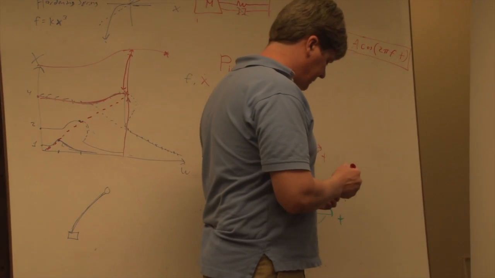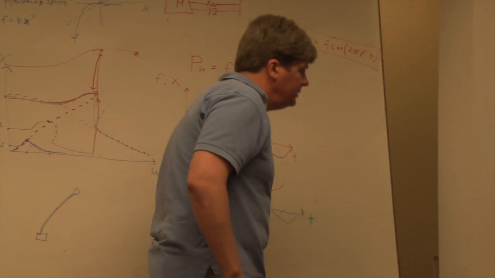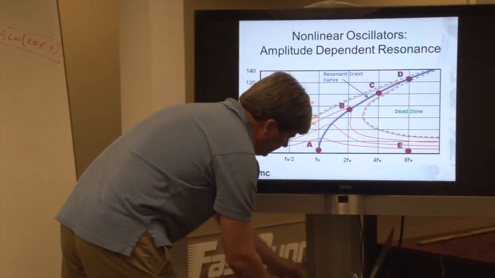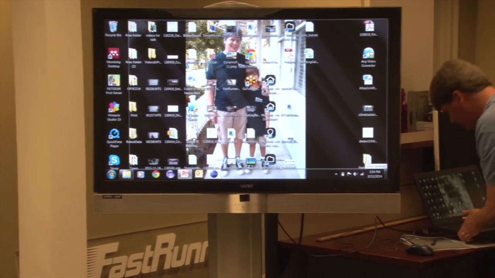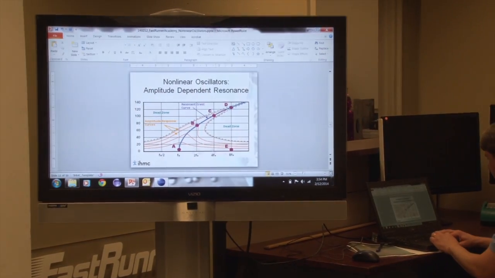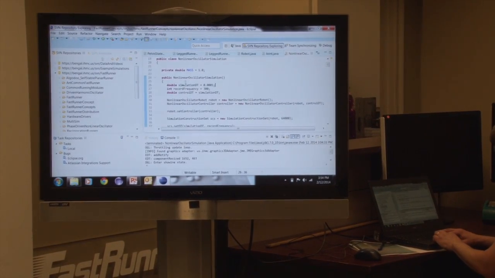Okay, so I've got some simulations of this that are instructive, but they might be hard to see, but hopefully you can see what's going on here.